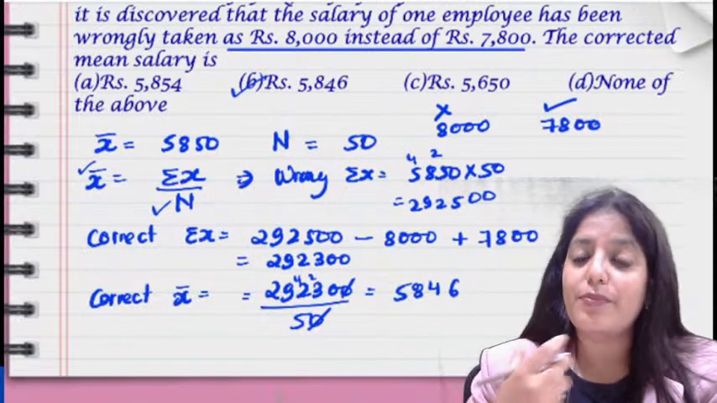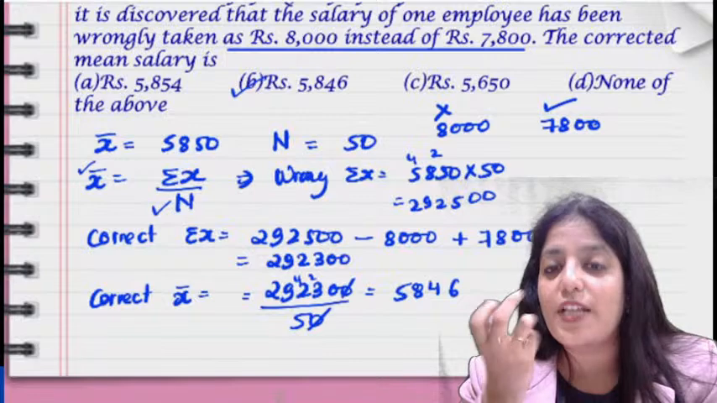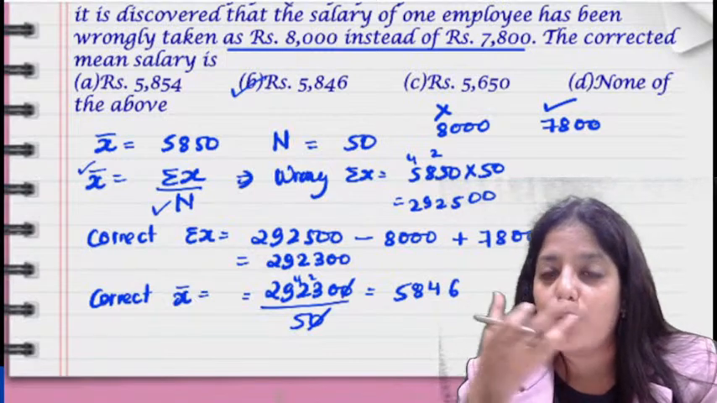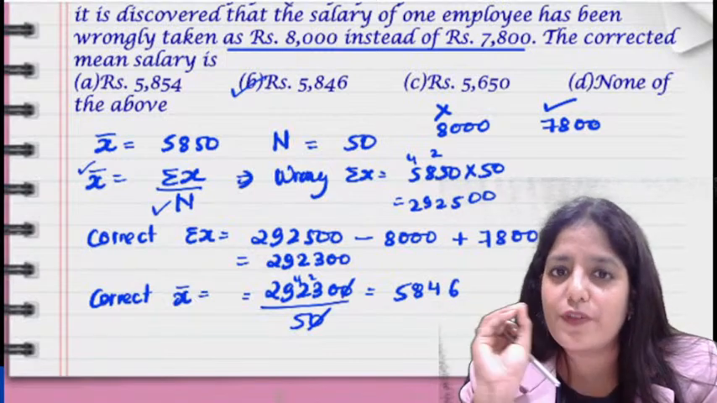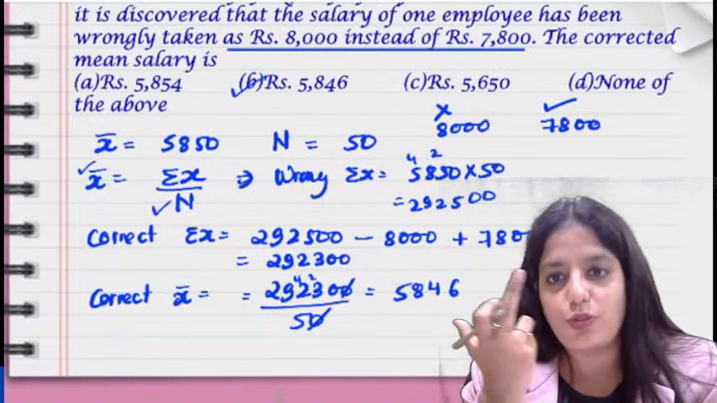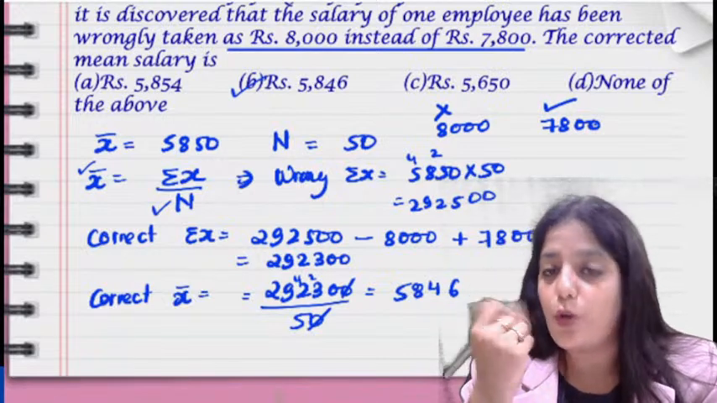If you are very good at mathematics, you would have understood that we have taken 200 extra. So just remove that 200 from the sum and quickly solve it. You could have done it this way also.